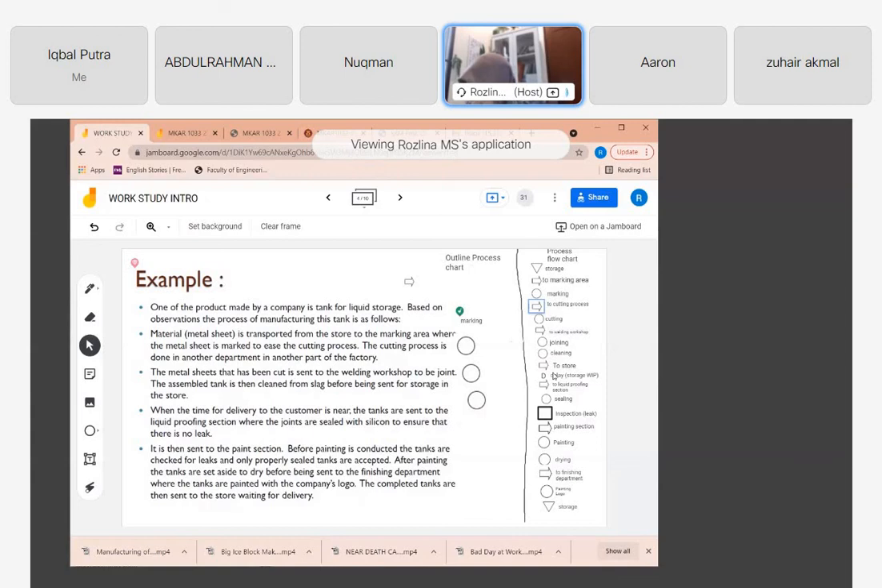Okay, which one first? Inspection or two pin section? Inspection for leak, two pin section. This one, two pin section, then inspection for leak. Pin section first, then inspection. Okay, then painting, set aside.